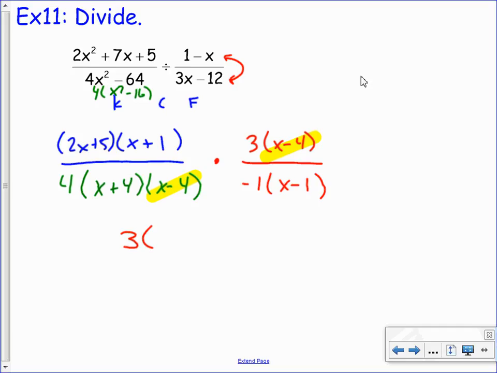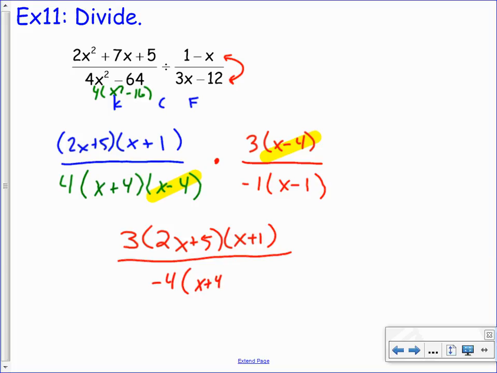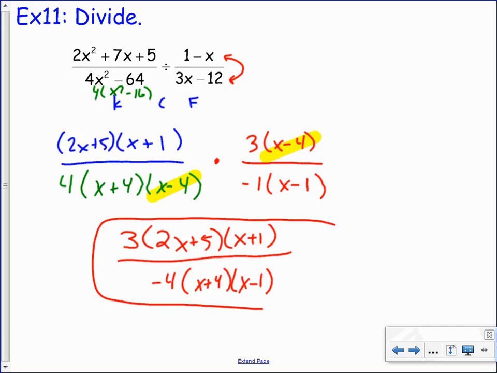You do not go back and FOIL. That's too much work. Keep them as factors. So that is clear to see 4 times negative 1 is negative 4. And then x plus 4, x minus 1. So it's clear to see that nothing else cancels. Yay! And they all factor happily ever after.